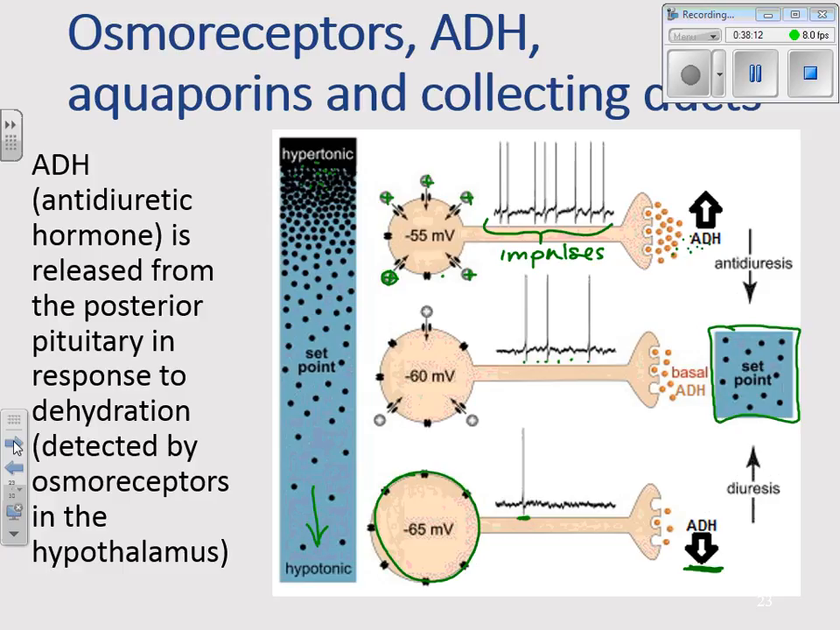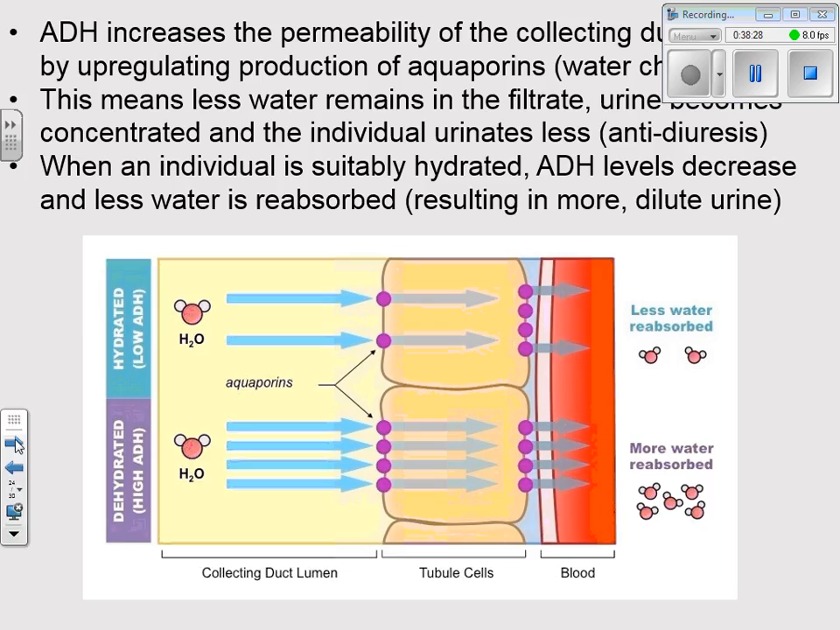Well, they're affected by the ADH, all right? So ADH is going to affect the number of aquaporins that there are. So we've got the control system through osmoreceptors and the production of a hormone. If we then look at what does the hormone do?